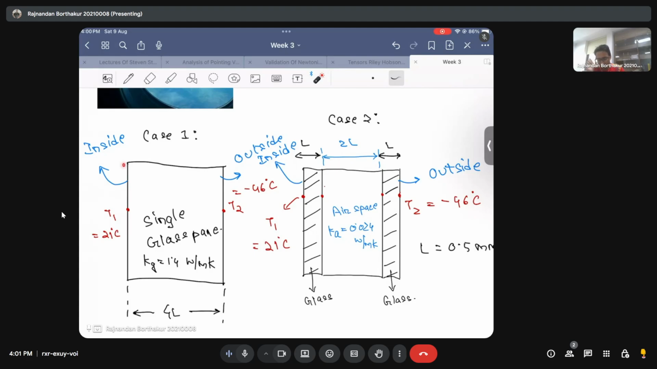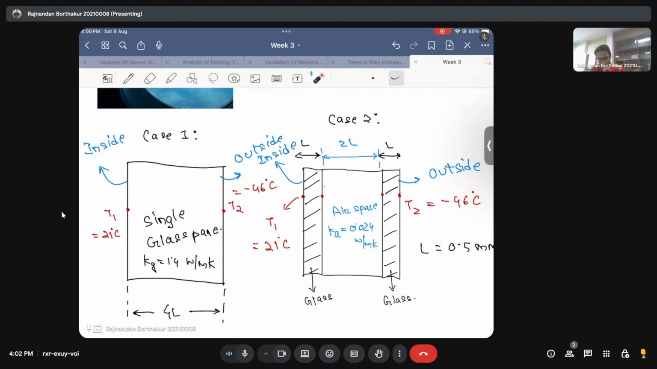That is the temperature of the glass pane that is exposed on that side. In the same spirit, the temperature of the ambient air, which generally is of the order of minus 40 degrees Celsius, and typically, let's say, it is minus 46 degrees Celsius, is the temperature of the glass pane that is exposed to the ambient. Basically, this is just a simplified model that I'm establishing just for you to appreciate the importance of using the resistance network analysis.